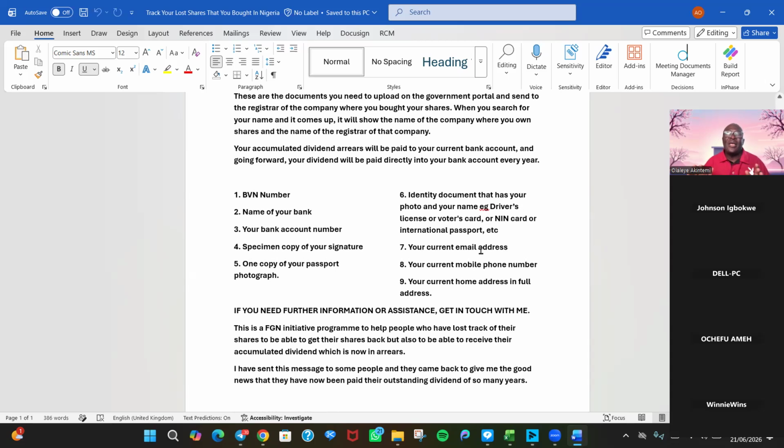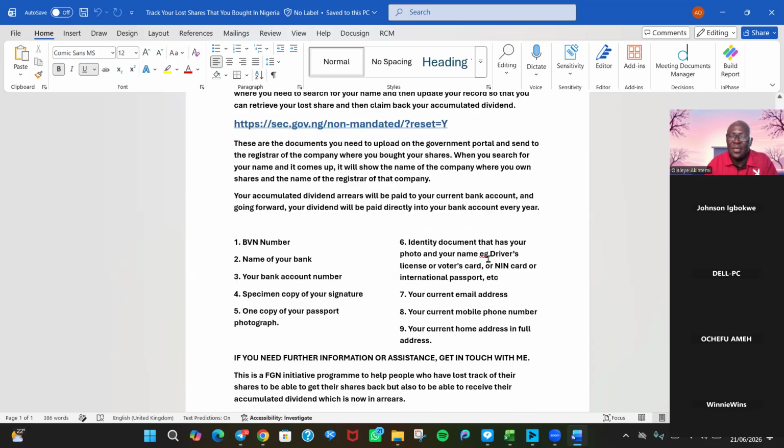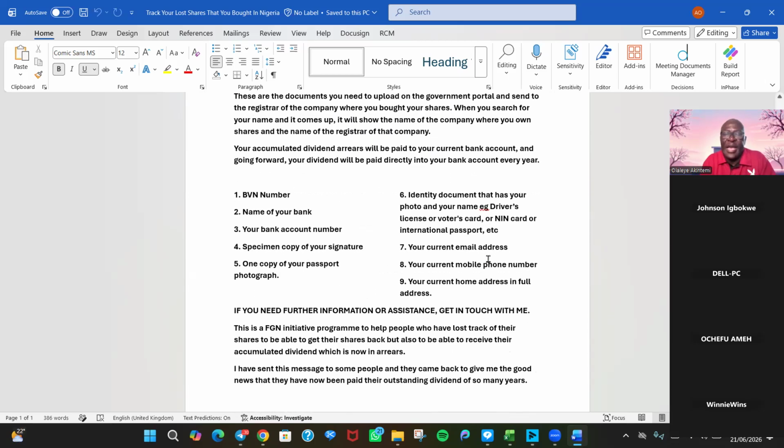And the most important thing before you can even begin to prove anything, to start the process, you must have a BVN. If you don't have a BVN, forget it. You can't even get started. You can see all the information you need, and the first one is the BVN number.